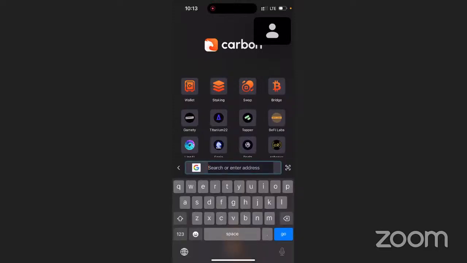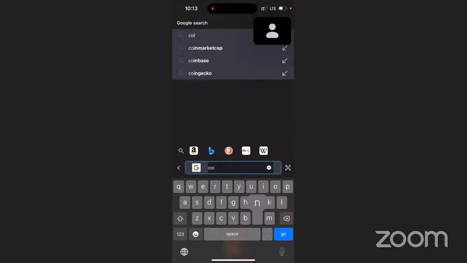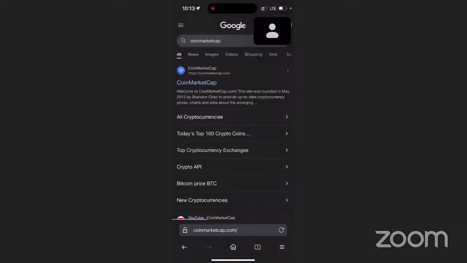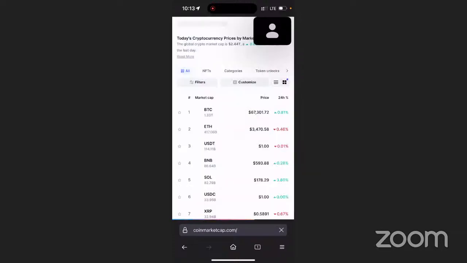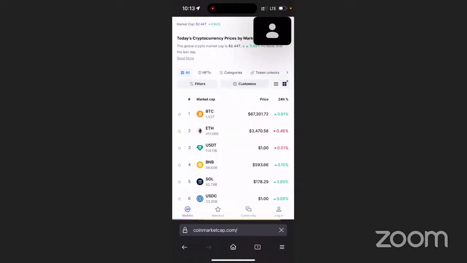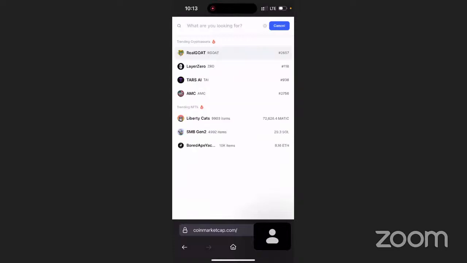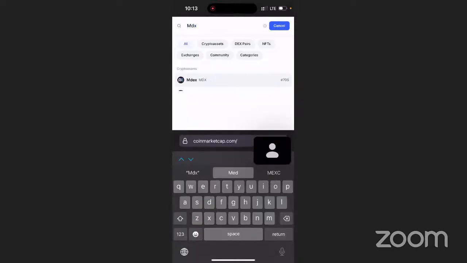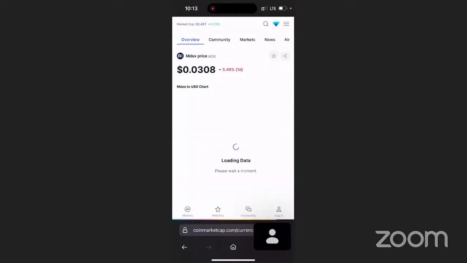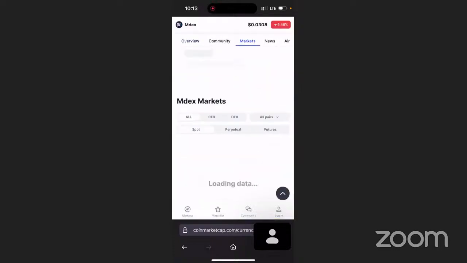So let's get in here and search for coinmarketcap.com. It's a very fast browser if you're using Carbon. So this is CoinMarketCap. If your coin has been delisted, for example MDX, you just come and tap on MDX here. Then you tap on markets so that you can find out which markets still have MDX.